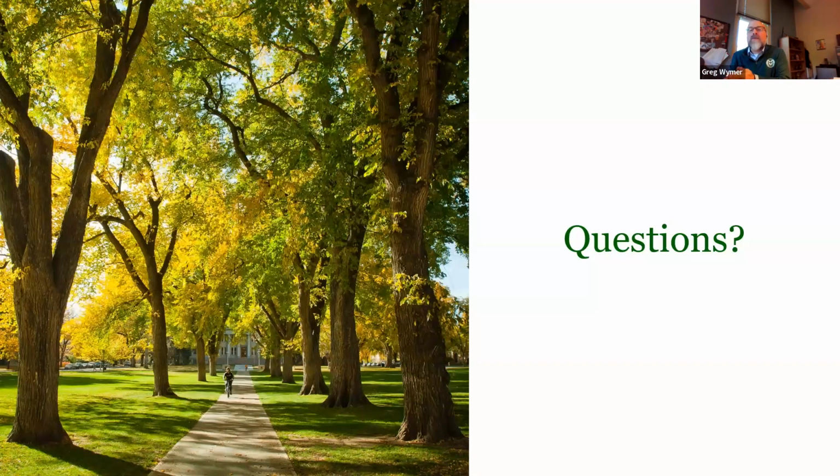Now, there is a misconception with international students that they have to have a valid visa the whole time that they're here in the United States, and that is false.